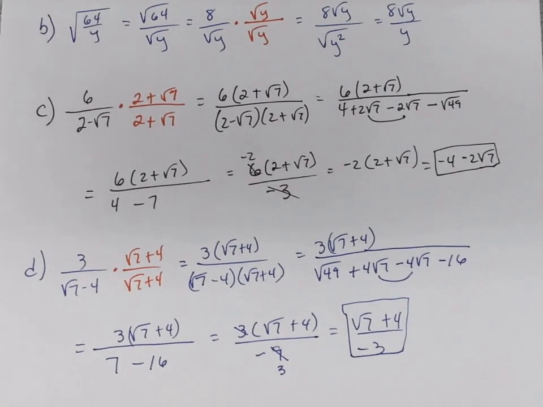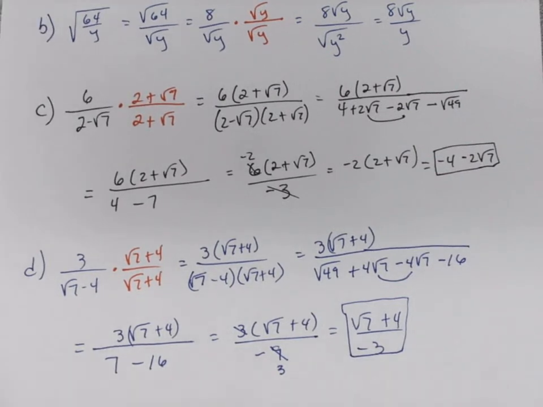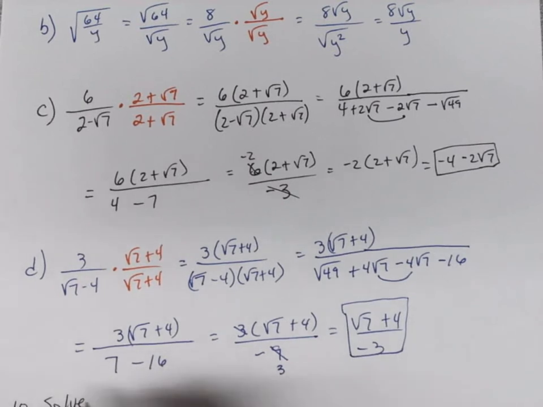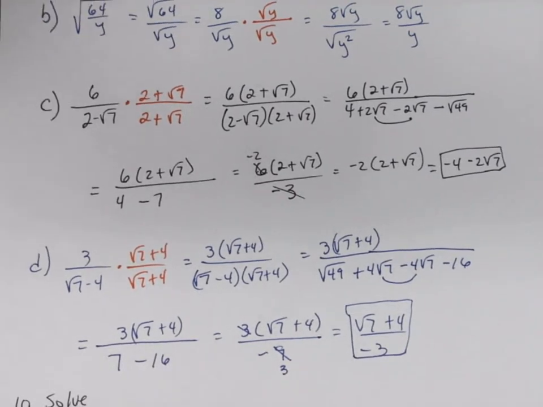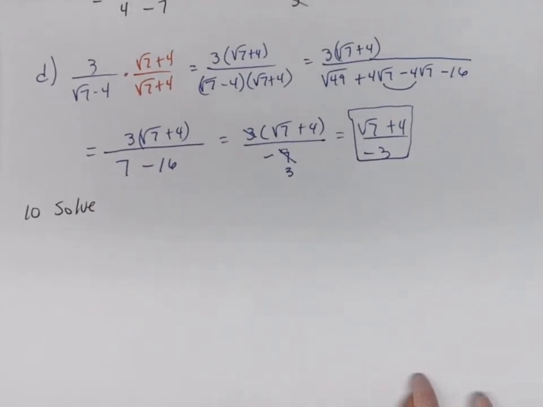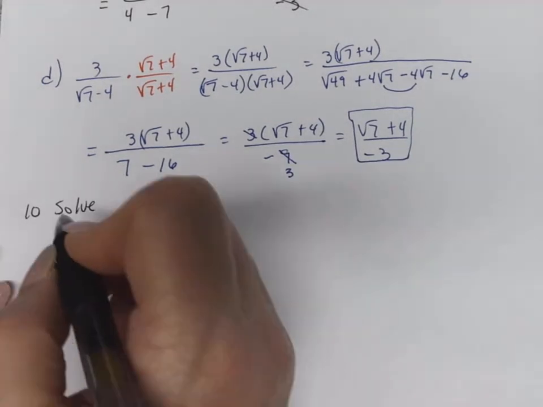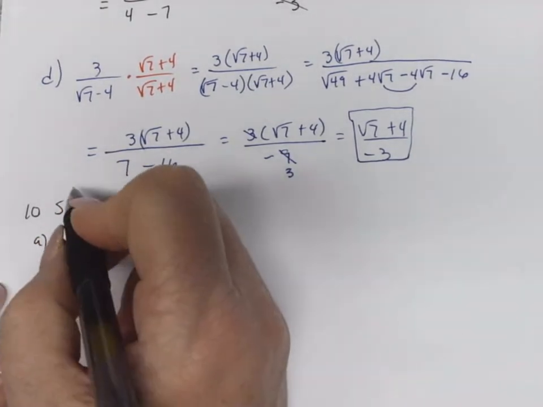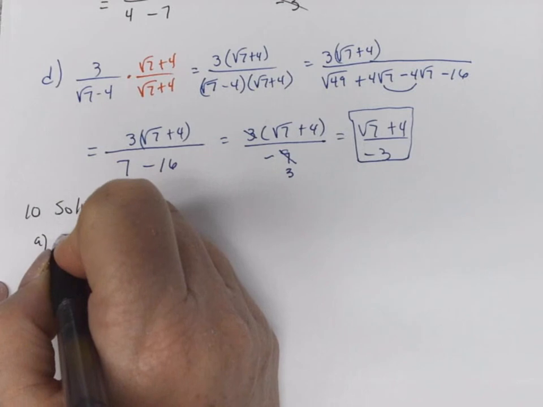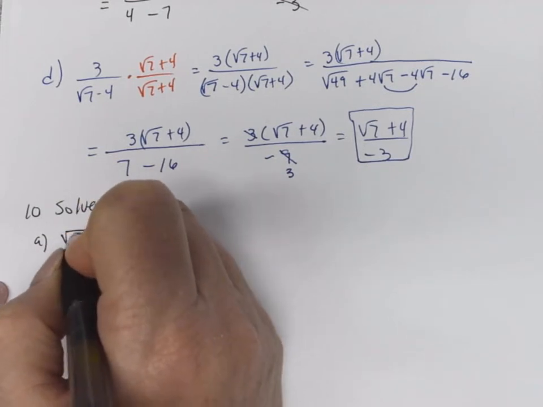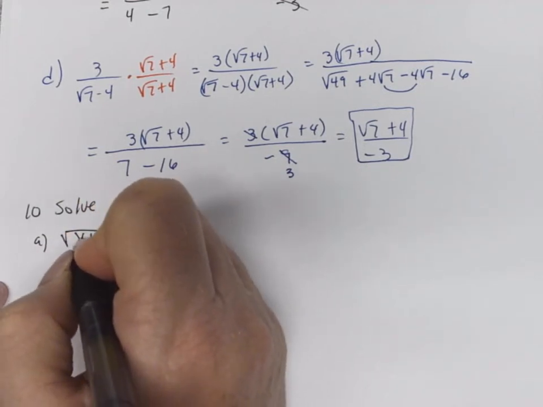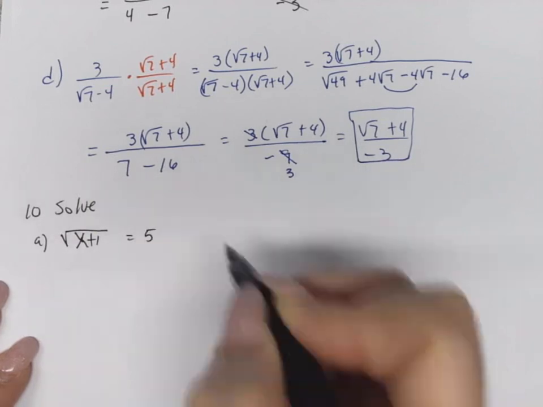Alrighty, so we have one more problem to look at. This is number 10, and we are going to solve some radicals. So for part A, we have the square root of x plus 1 equal to 5.